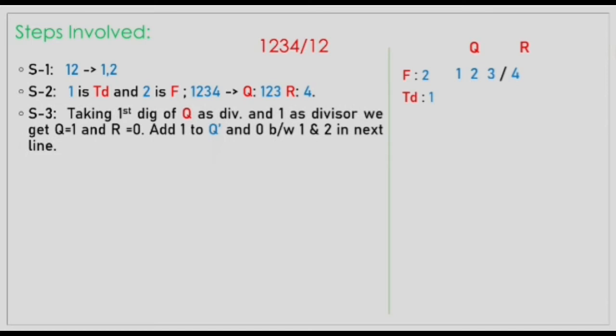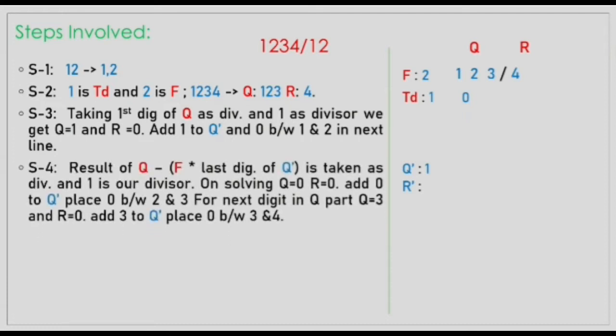Taking the first digit of the quotient part as dividend and 1 as our divisor, we get quotient as 1 and remainder as 0. So we add 1 to Q dash and place 0 between 1 and 2 in the next line. Step 4. The result of Q minus F times the last digit of Q dash is taken as our dividend and 1 is our divisor.